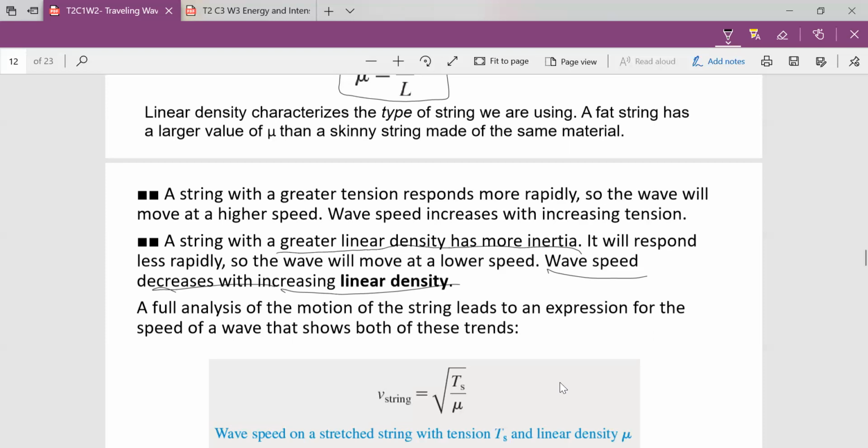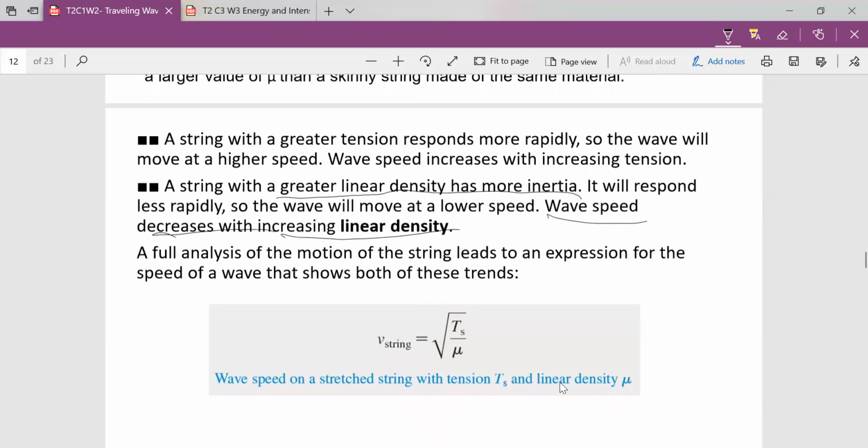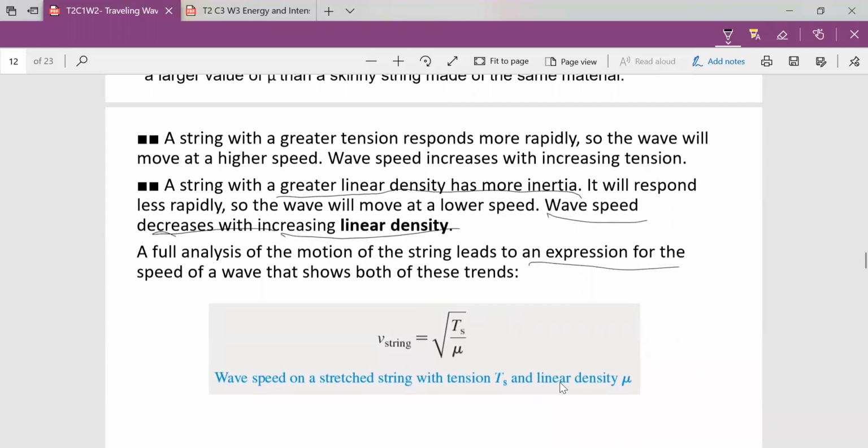So the full analysis of the motion of a wave on a string leads to the expression that we'll have here to depict the speed of the wave. The wave speed on a stretched string with tension T and linear density mu is given by v_string, which is the speed on the string, equal to the square root of the tension of the string over the linear density mu.